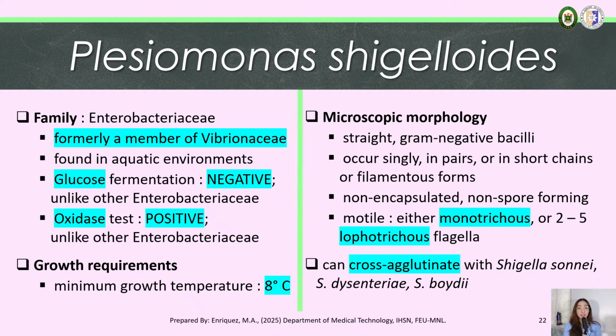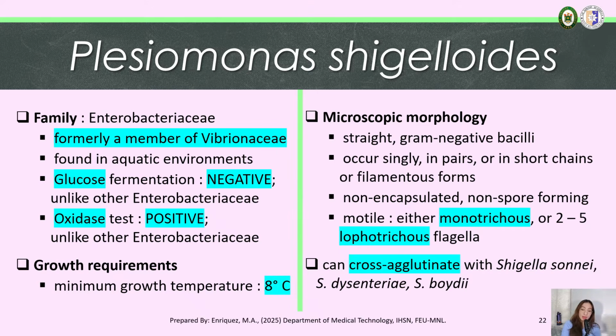Next is Plesiomonas shigelloides. Plesiomonas was formerly under the family Vibrionaceae because of its phenotypic characteristics, but further studies showed that it is actually more closely related to Enterobacteriaceae. Now, two things that make it stand out from the rest of Enterobacterales members is that Plesiomonas shigelloides is the only oxidase positive member and it is a non-glucose fermenter. Okay, ulitin po natin. Enterobacterales members are mostly oxidase negative. Pero ang Plesiomonas shigelloides po, it is the only oxidase positive member.